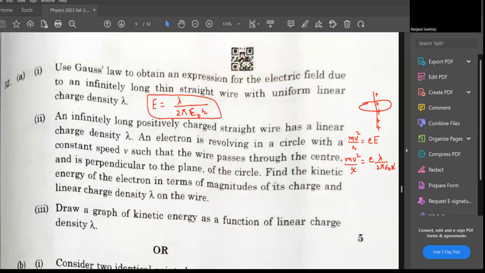Now here you have to find out the kinetic energy. To get the kinetic energy, let us multiply both sides by half, because we know that kinetic energy is half mv square.